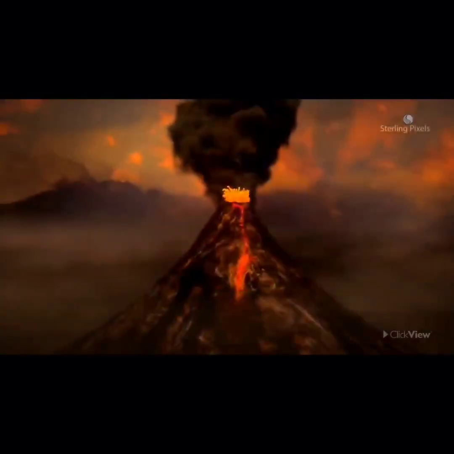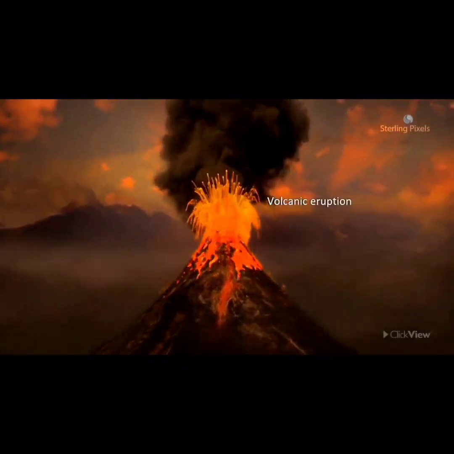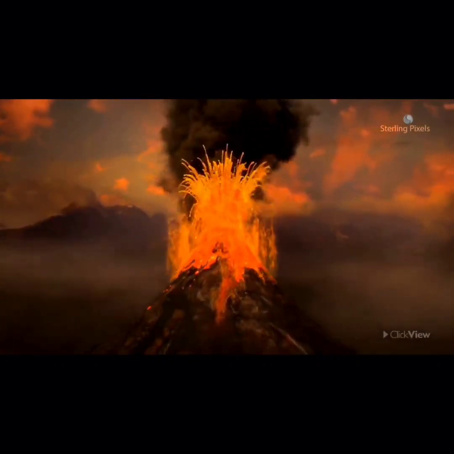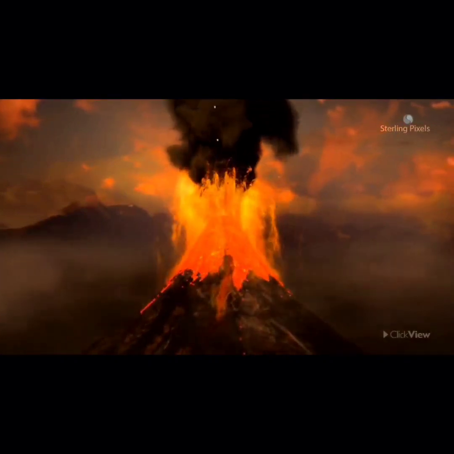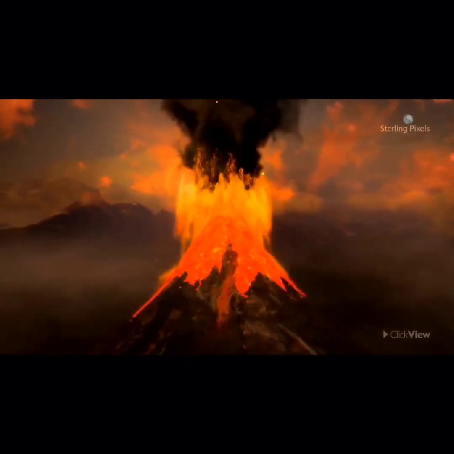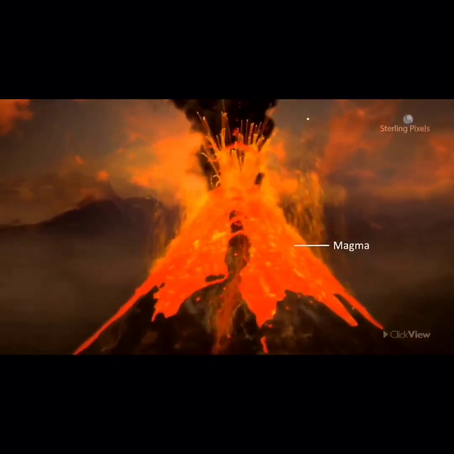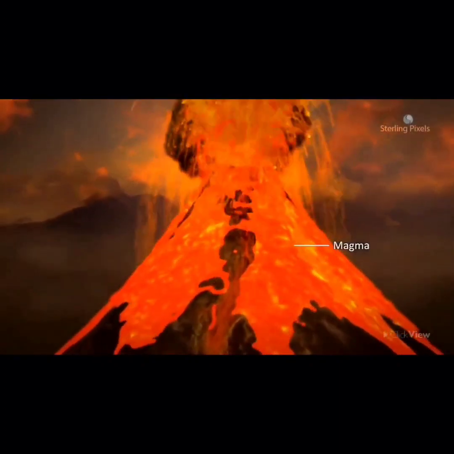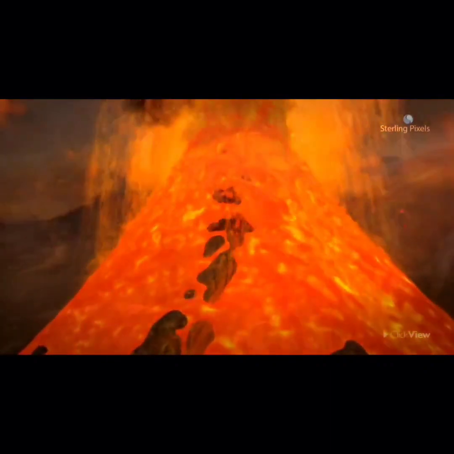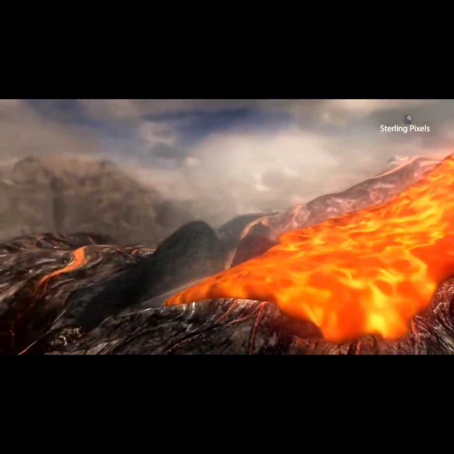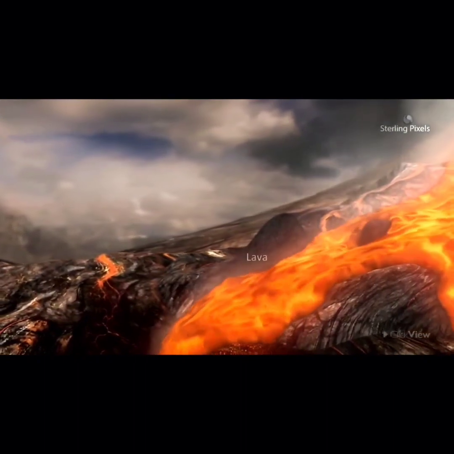These rocks are associated with volcanic eruptions. Let's study more about igneous rocks and how they are formed. The liquid rock matter that is coming out of a volcano is called magma. It is a hot liquid made of melted minerals. When this magma reaches the earth's surface, it is known as lava, as shown over here.